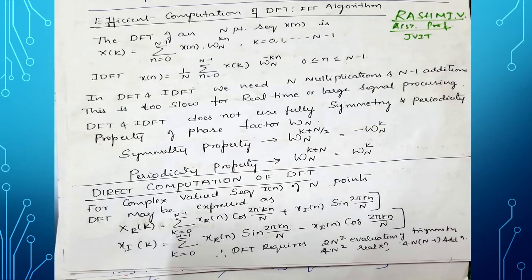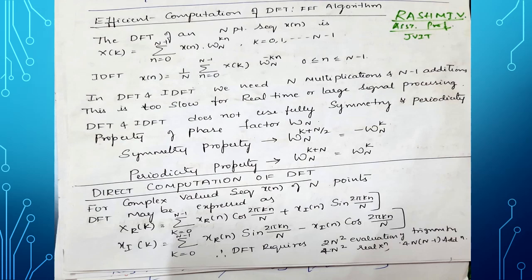Here we use two properties of the DFT, the symmetry property and the periodicity property. What does the symmetry property say? The symmetry property says that omega N to the power of k plus N by 2 can be written as minus omega N to the power of k, and the periodicity property states that omega N to the power of k plus N can be written as omega N to the power of k. How and where we use these properties will be discussed in the next section. As this is just a conceptual video, you just understand the concept.